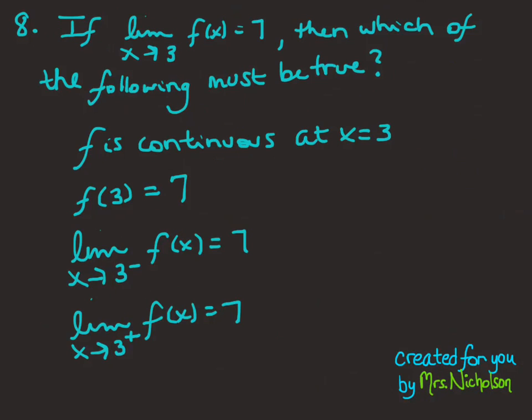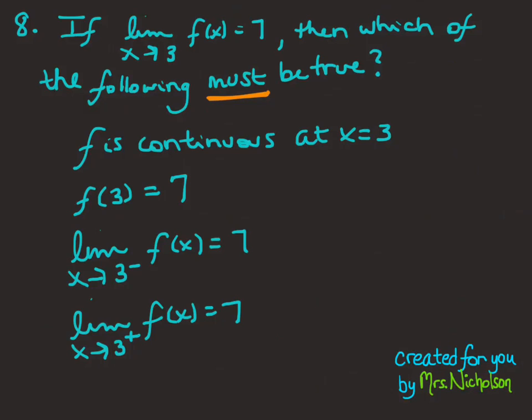All right, question number 8. Here they tell us if the limit as x approaches 3 of f of x is equal to 7, then which of the following must be true? Now this is important. Some of these statements that follow could be true, but they don't have to be true because the limit exists.